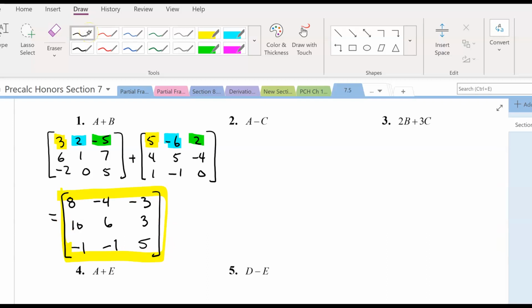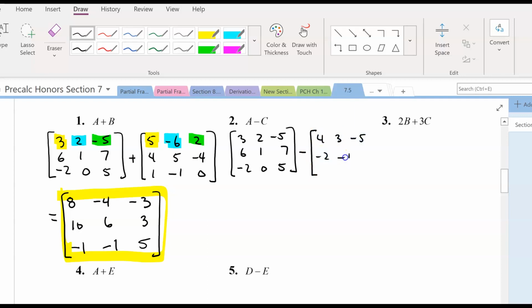We can do the same thing with matrix subtraction. We just subtract the entries that are common. So for A, again, I've got 3, 2, negative 5, 6, 1, 7, negative 2, 0, 5. And we're going to subtract matrix C, which is 4, 3, negative 5, negative 2, negative 1, 7, 4, 6, and 1.